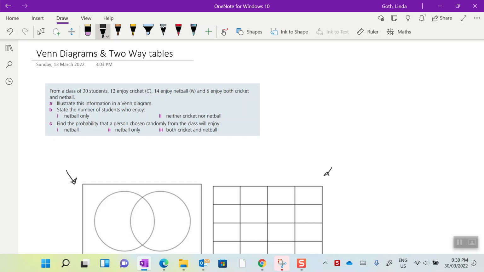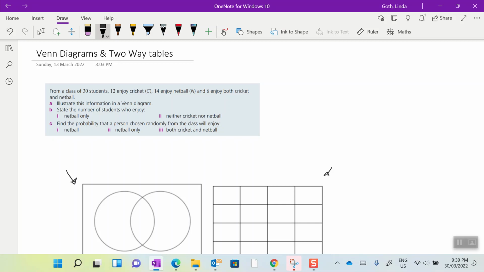So let's have a look at this question. It says, from a class of 30 students, 12 enjoy cricket, 14 enjoy netball, and 6 enjoy both cricket and netball. So we can relate to this situation.